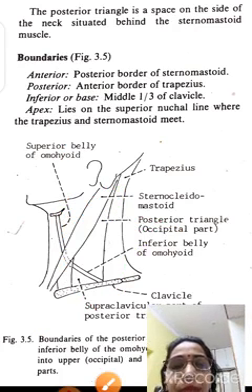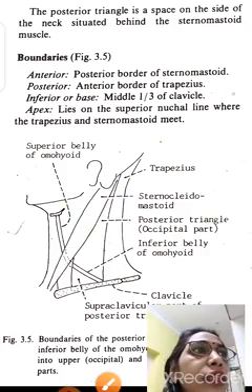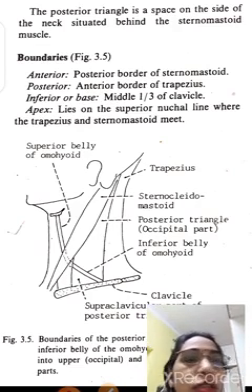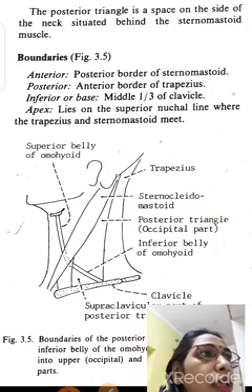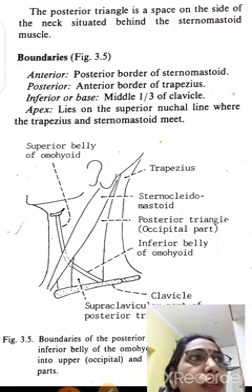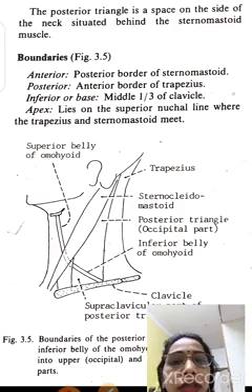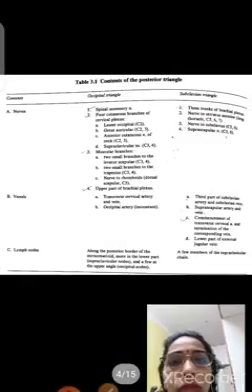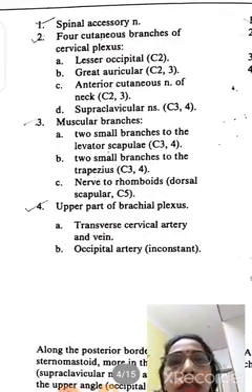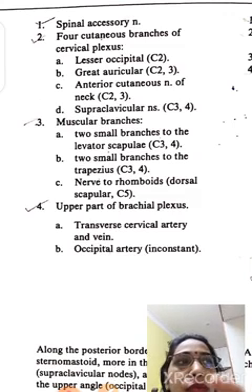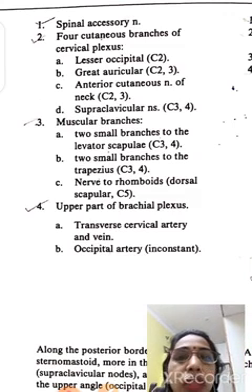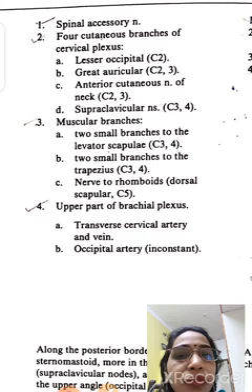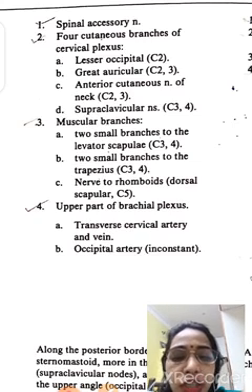Now next is, what are the various contents of the posterior triangle? The various contents of the posterior triangle are like the spinal accessory nerve, you can see here. There are three contents: the nerves, vessels and the lymph nodes. Now what are the various nerves which are present in this posterior triangle?